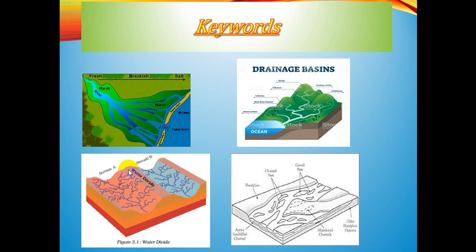Next, this is an elevated zone where two adjoining river systems are bifurcated into two different directions. Section A this side, section B this side. So this elevated zone is termed as water divide. And this is again just a repetition of the braided channel. So these are some of the pictures related to the keywords that I have just now discussed.